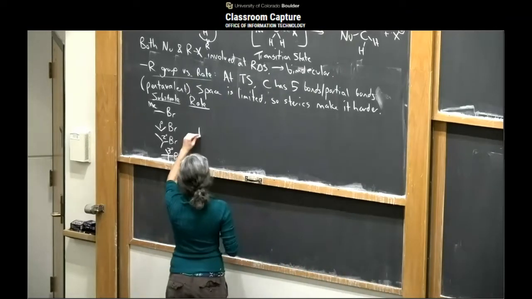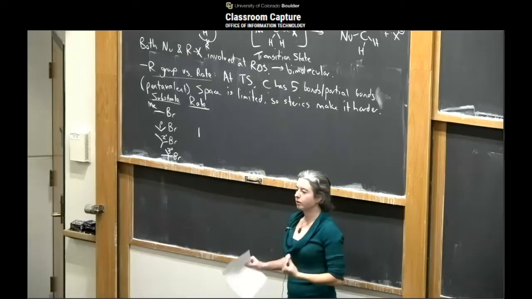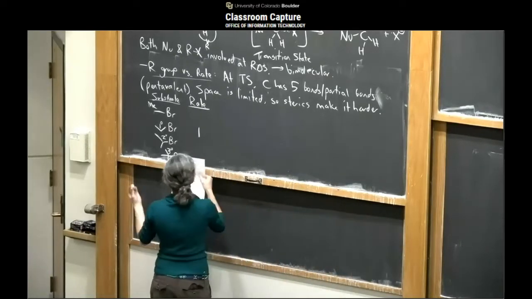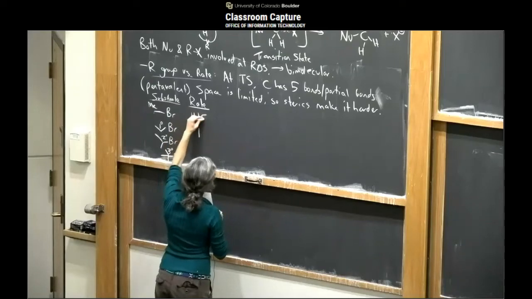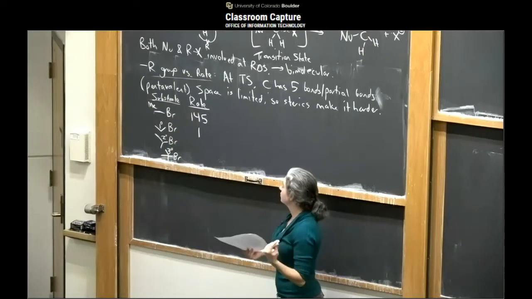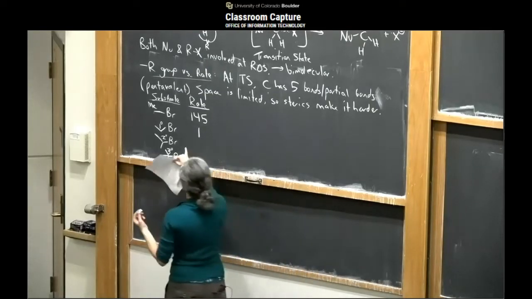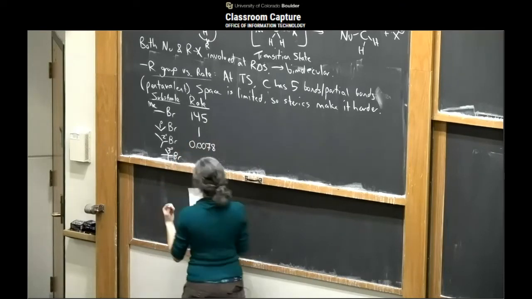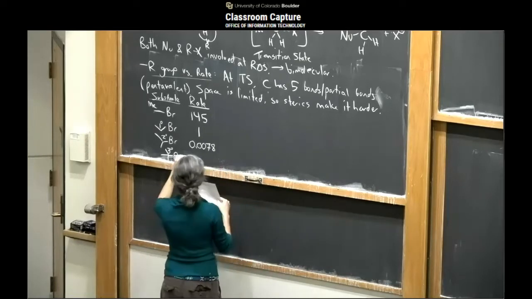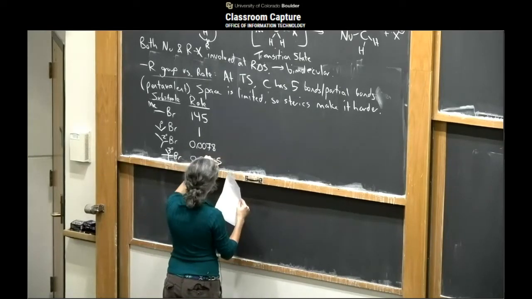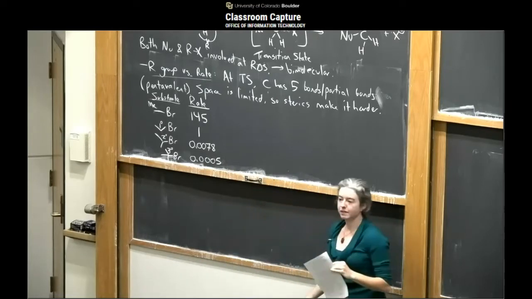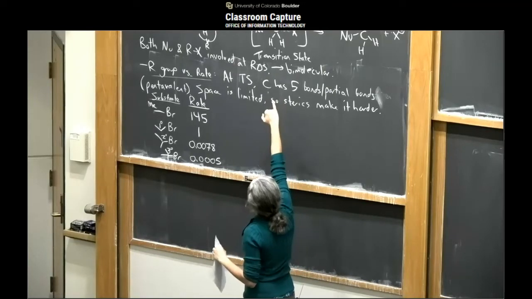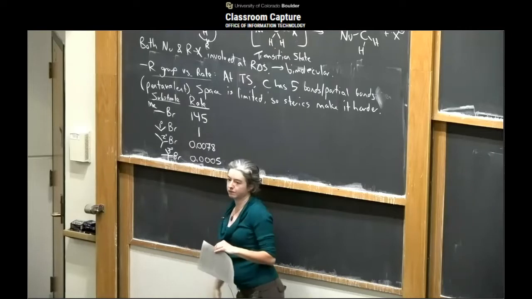If we sort of arbitrarily set the rate of ethyl bromide as being 1 under some particular conditions, I think it's like room temperature at some standard concentration, then the rates for the others are 145 for methyl bromide, so way faster than ethyl bromide. For isopropyl here, it's 0.0078, so much slower. And for tert-butyl bromide, it's 0.0005. So just by tweaking how much other stuff is on that carbon and how difficult it is to pack everything in when you're trying to go pentavalent, we can massively tweak how easy this step of the reaction is.